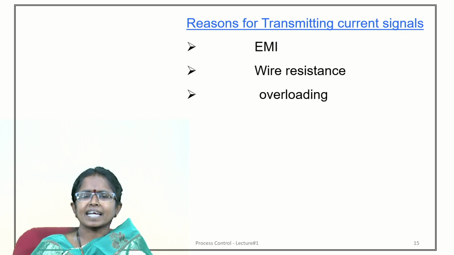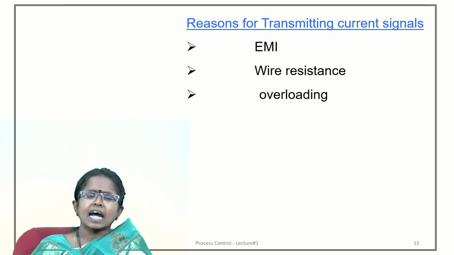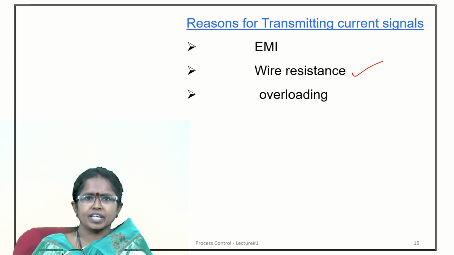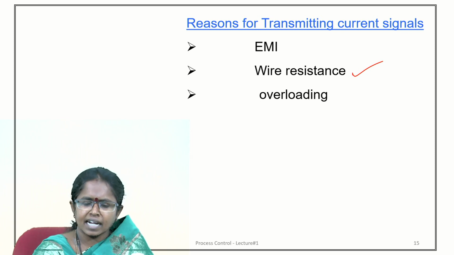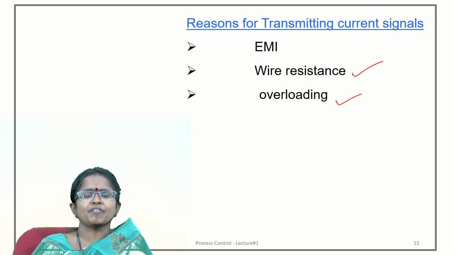Then why are we transmitting a current signal? Why not the voltage signals? We all know that the voltage signals are very much affected by electromagnetic interference, whereas the current signals are not affected by electromagnetic interference. And one more thing, up to a particular value of wire resistance, the current signal doesn't change, whereas the voltage signal will change. And similarly, if we transmit a voltage signal, suppose an overload occurs, it will damage the equipment and it may cause fire accidents also. That's why we always prefer current signal instead of voltage signals.